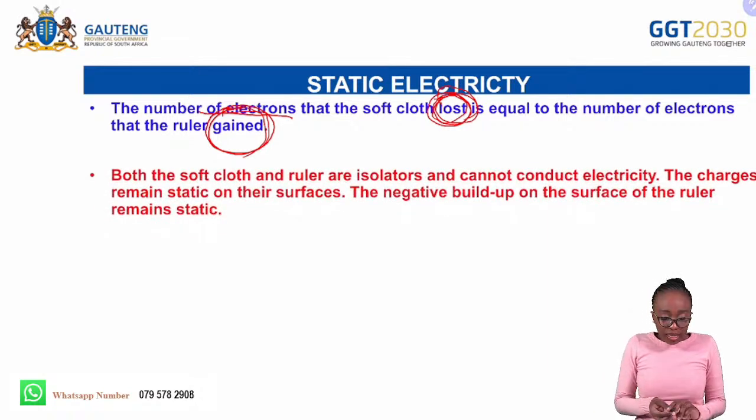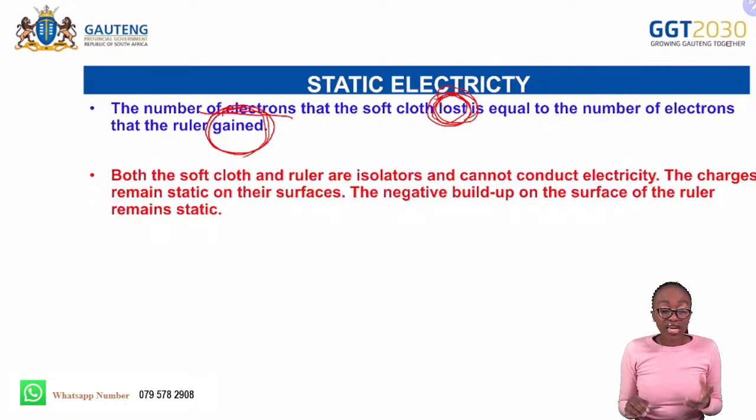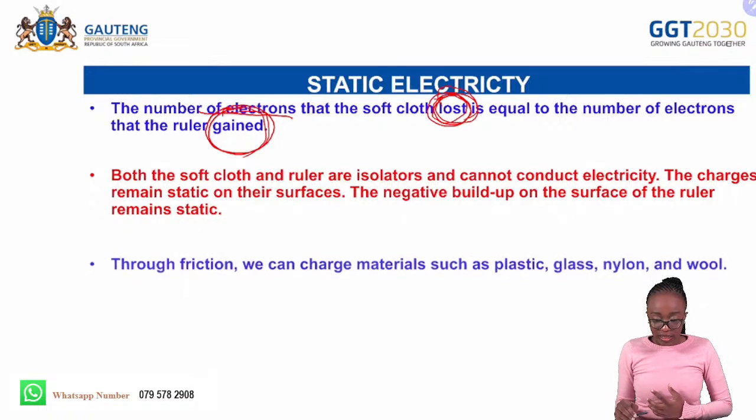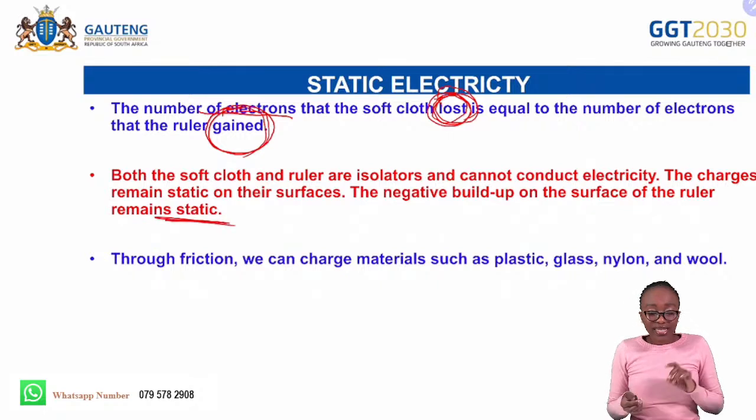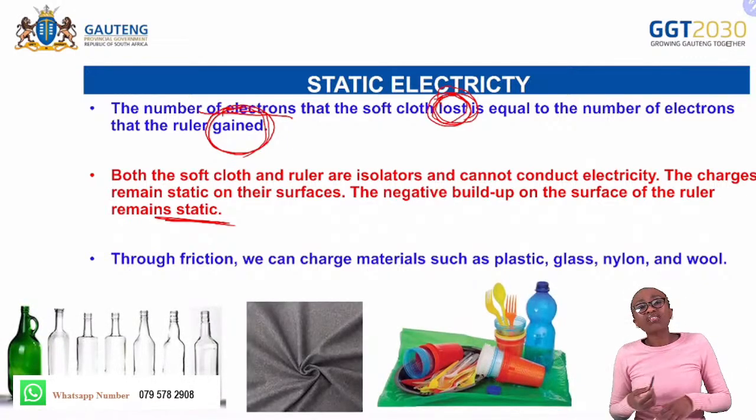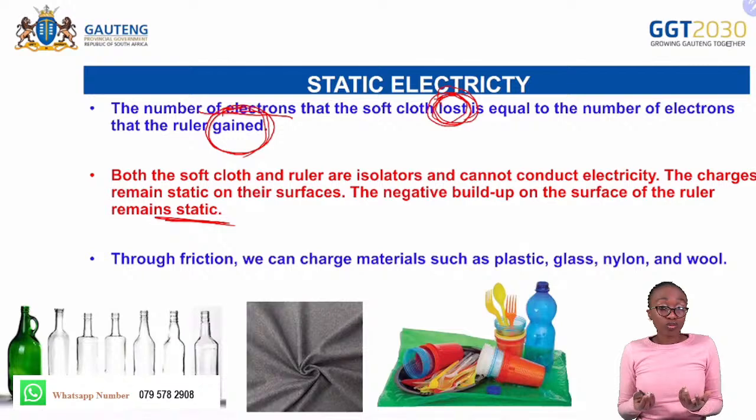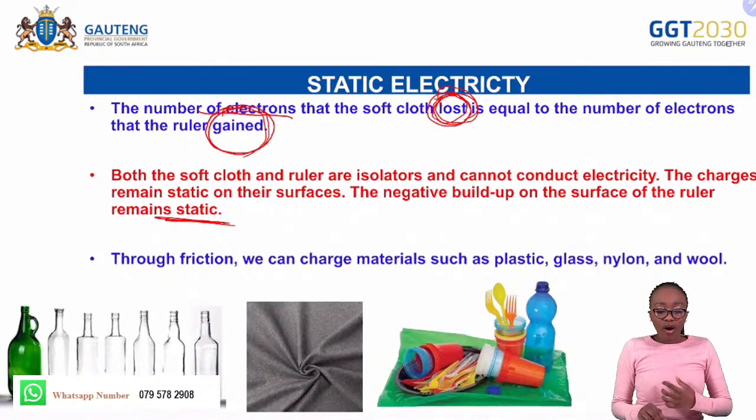So both the soft cloth and the ruler are insulators and cannot conduct electricity. The charges remain static on their surfaces, and the negative buildup on the surface of the ruler remains static. Through friction, we can charge materials such as plastic, glass, nylon, and wool. You can charge insulators through the process of friction.